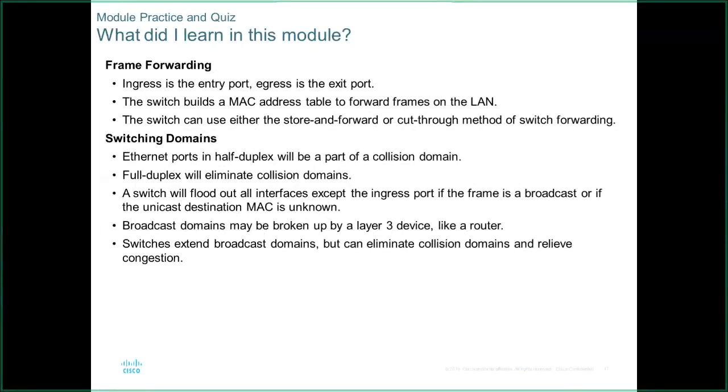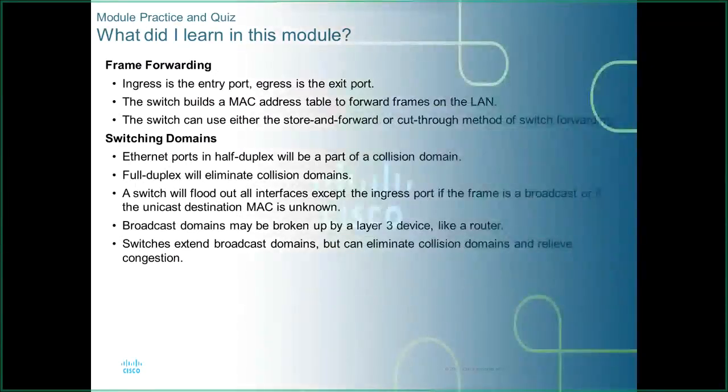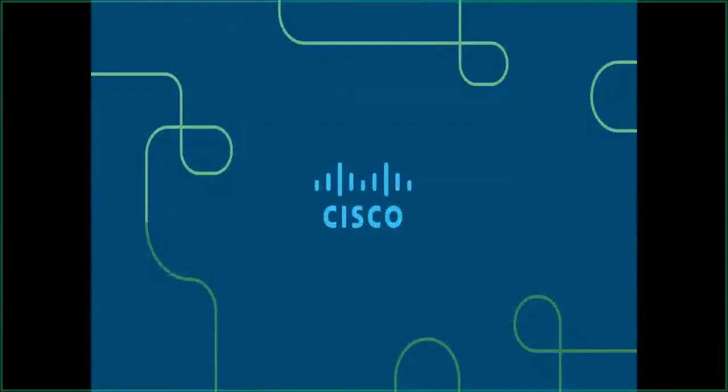And so if you think about that, the more switches you add, the larger the broadcast domain becomes, and we can eliminate collision domains and congestion by adding switches and having those switches on full duplex. Helps you increase your throughput and helps you control collisions. And that's it. That was the massive chapter 2.